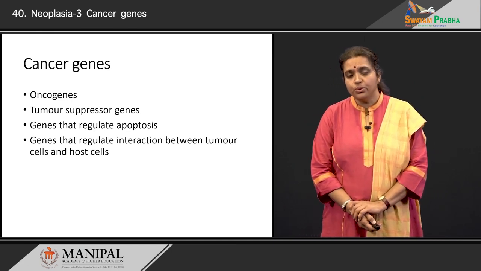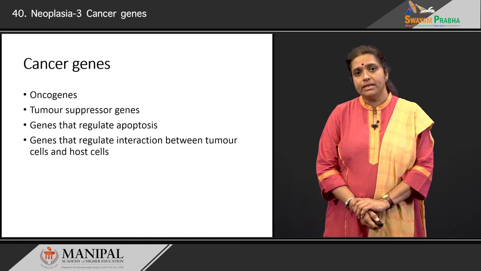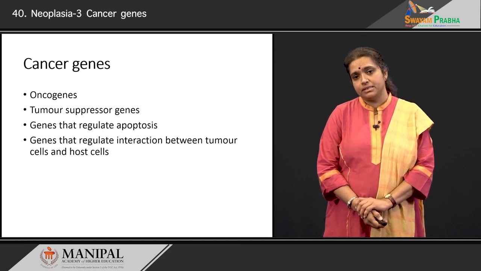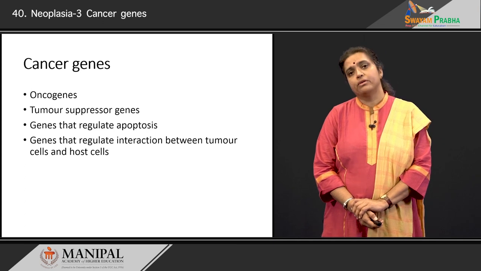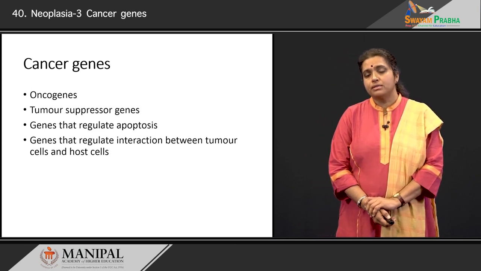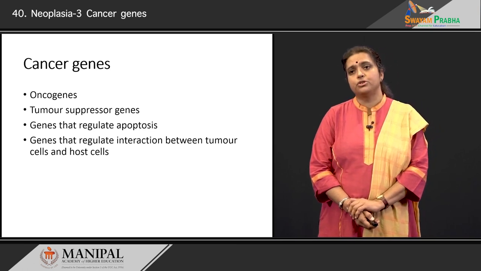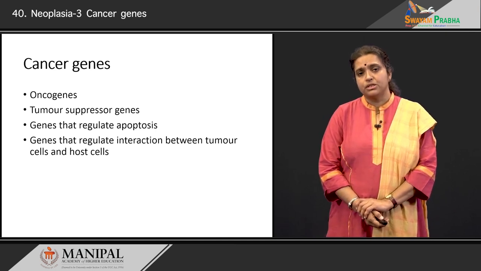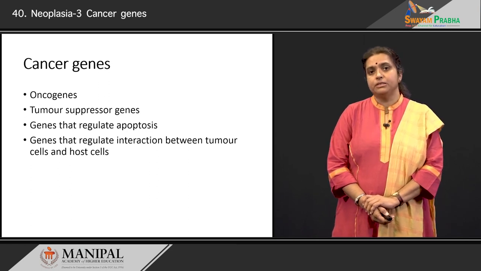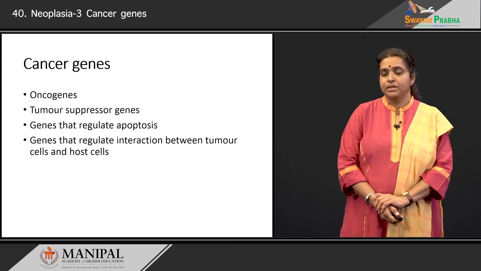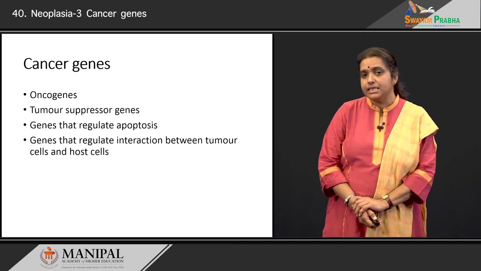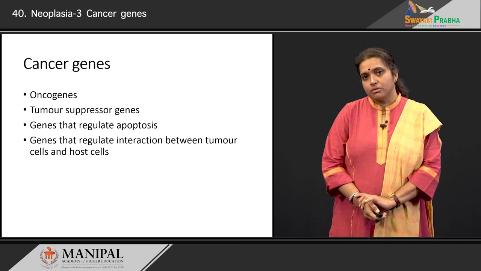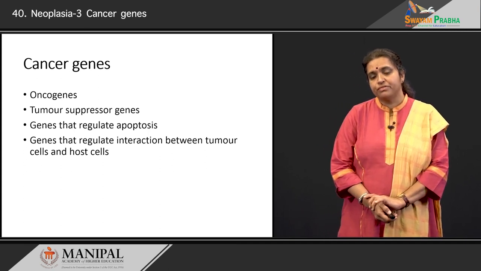And finally, we now know that there may also be genes that regulate interaction between tumor cells and host cells, and that may be very important for carcinogenesis. This class of genes are especially important in the setting of tumor immunity because we know that there is a host response to cancer in the form of development of certain classes of lymphocytes and so on. And this interaction between the host cell and the cancer cells may be regulated by genes, and these genes may be affected in cancer. So, these are the four classes of genes that may cause malignant transformation and may be important to drive tumorigenesis.